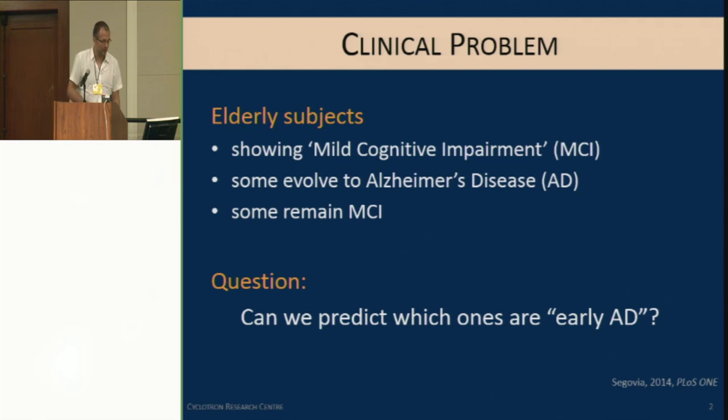The question the neurologist had was, could we predict which subjects that they were seeing would turn to AD, or which ones among their MCI patients are actually early AD, and it's just that they haven't figured yet that they will develop the disease. So we were trying to predict that.